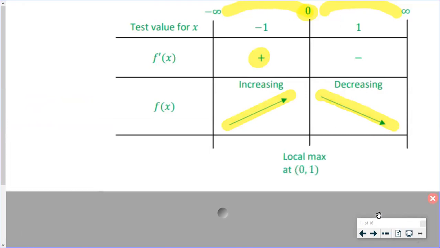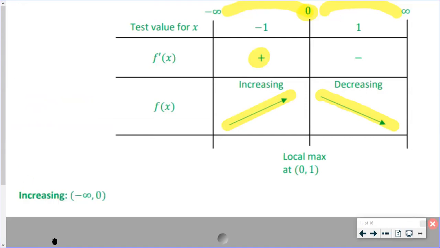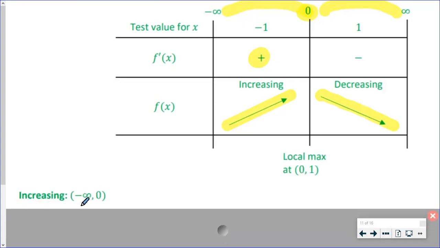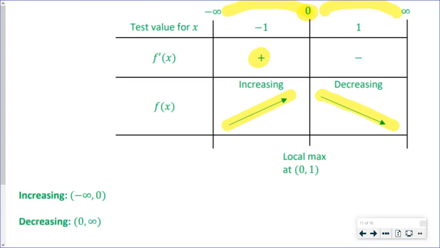And that proves that the point (0, 1), the critical point that we found, is going to be a local maximum because we're moving from an increasing interval to a decreasing interval. And the way that your textbook would write that is like this: from negative infinity to 0 would be an increasing interval, and from 0 to positive infinity would be our decreasing interval. So that is the first derivative test.